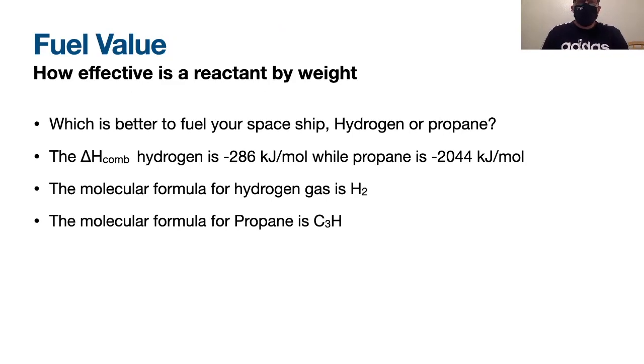But if we wanted to ask which had a greater fuel value, which was better for us to use, we want to find out the delta H of combustion of each of these molecules. And we can see below that the delta H of hydrogen is negative 286 kilojoules per mole, while propane's is 2044 kilojoules per mole. Now you might think, okay, boom, there it is. Propane's is much higher by a factor of about 10. However, this is not taking into account the molecular weight of each of these molecules.